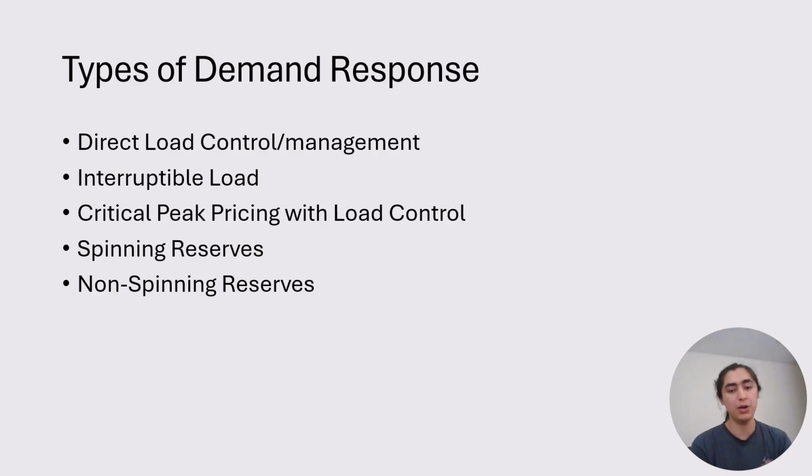Critical peak pricing with load control is the exact same thing as the direct load control I mentioned earlier, but in addition, we have a predetermined spike in the wholesale price when we're approaching some kind of critical event. So we immediately raise the price during those critical events to hopefully counteract demand.